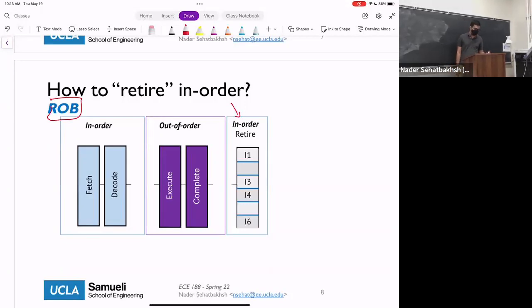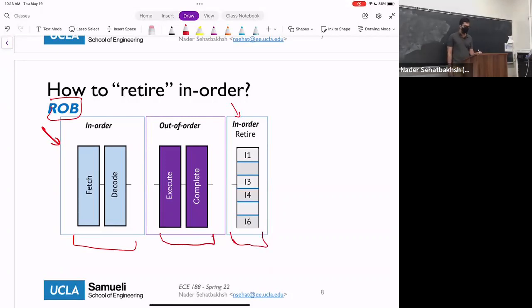Okay. So the way it works is that if you look at your processor, a very simple view of your processor would be basically three parts: an in-order fetch and decode engine, an out-of-order execution engine, and then a reorder buffer. So what will happen, if you remember?